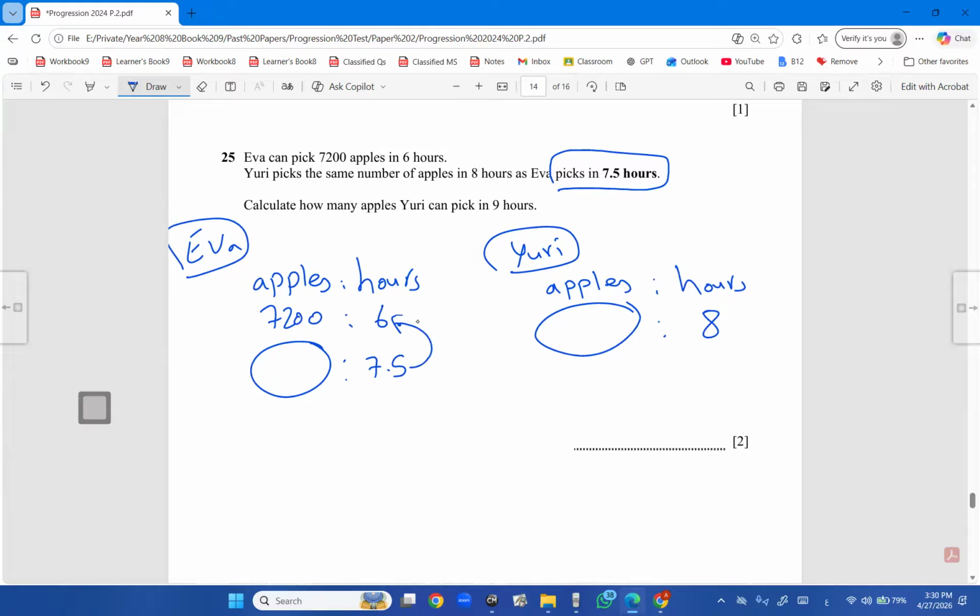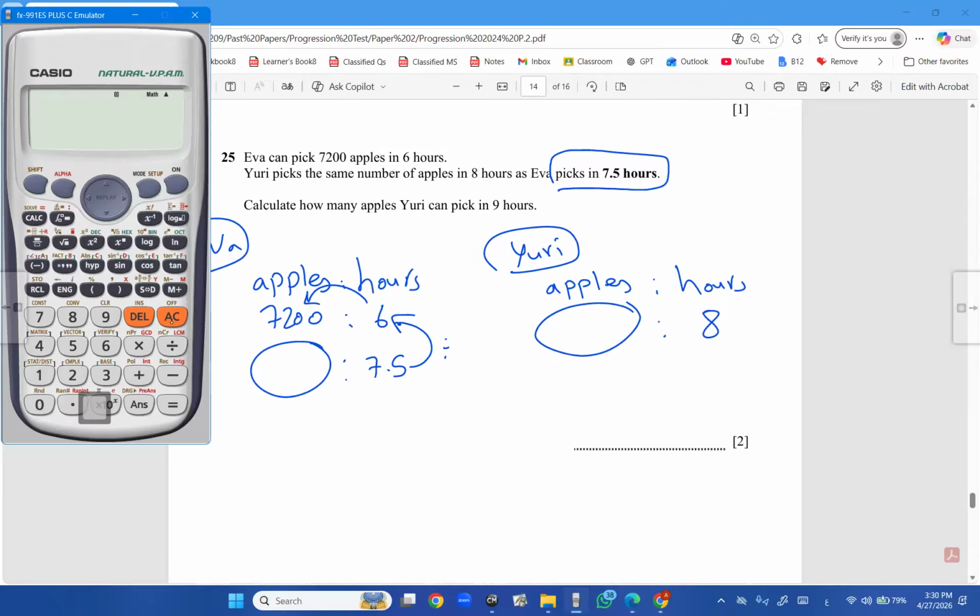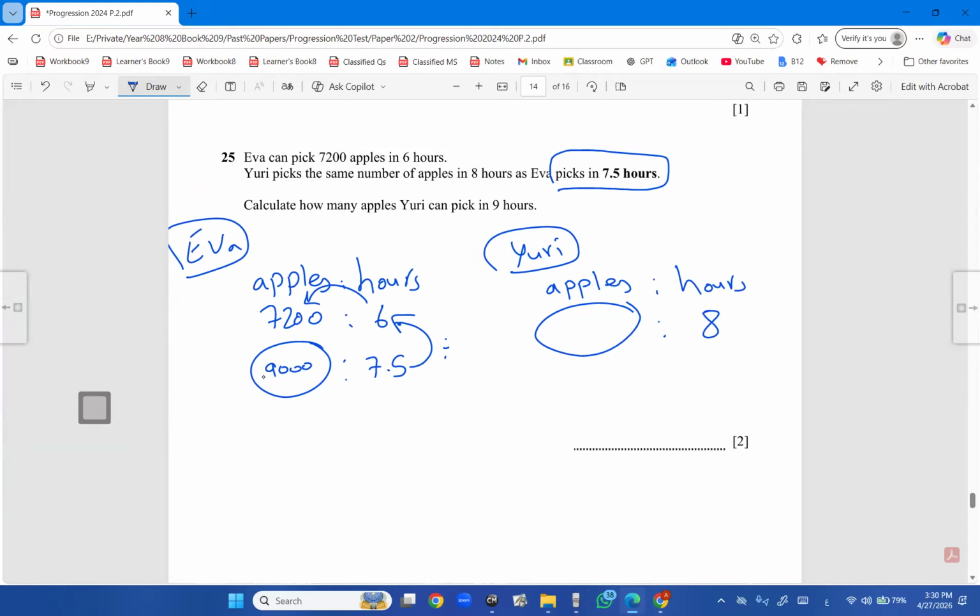7.5 divided by 6 multiplied by 7,200. So 7.5 divided by 6 multiplied by 7,200. Oh, 9,000 exactly. Look at that. So here they're telling you that Yuri collects the same number of apples that Eva collects in 7.5 hours, which is 9,000 we found, but he collects them in 8 hours. Done. Now I have the ratio for Yuri.